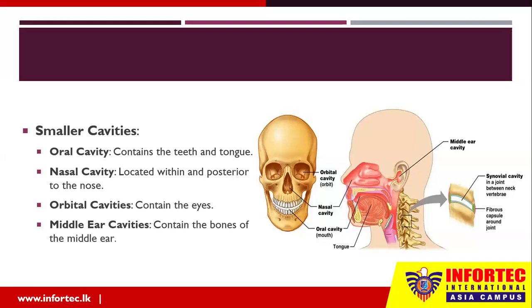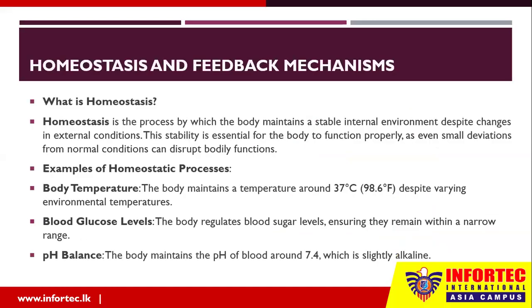Other than these, there are some other smaller cavities, right? One is the oral cavity, which contains our teeth and tongue. Then the nasal cavity, located within and posterior to our nose, right? Then there are orbital cavities which contain our eyes. Other than these three, there are middle ear cavities which contain bones of the middle ear. Okay, I think it is clear for you now, right?